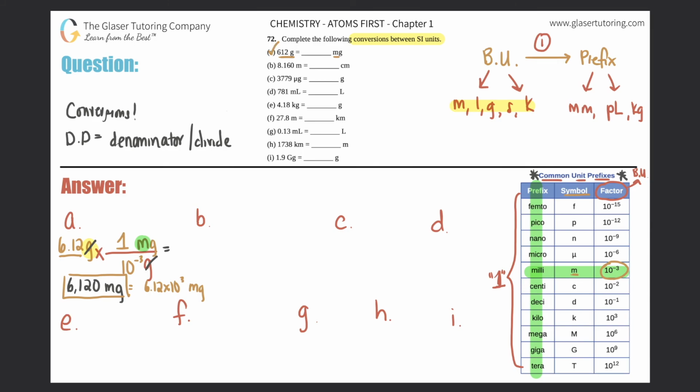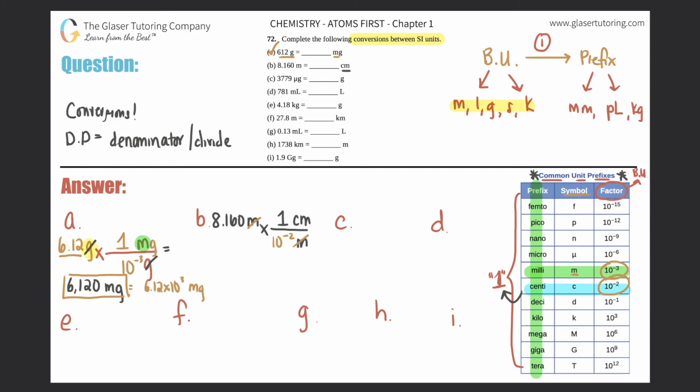Now we're going to speed up the process here, so let's go. B: 8.160 meters, and we want to go to centimeters. So multiply by a ratio, meters on the bottom. What you want goes on the opposite side, centimeters. And now I've got to search for centi on my prefix chart. So it's right here. Centi is the prefix, so it gets the number 1. So the 1 goes up on the top here, and 10 to the negative 2 would go on the bottom. It's in the denominator, so division.